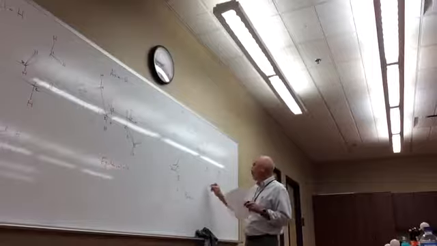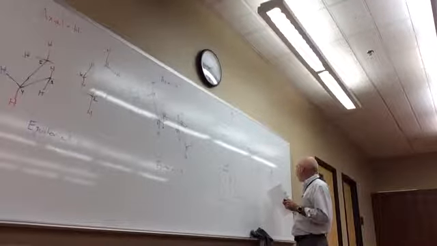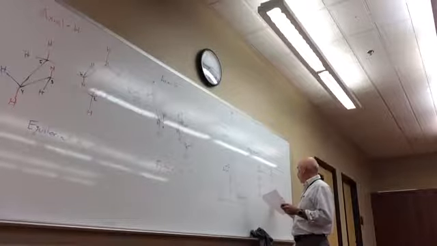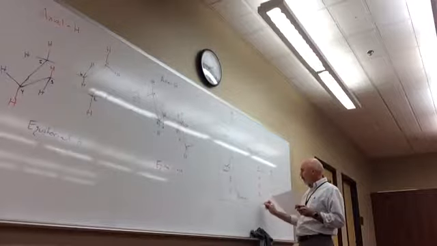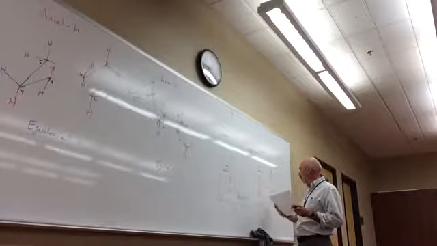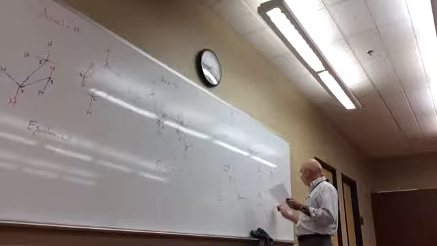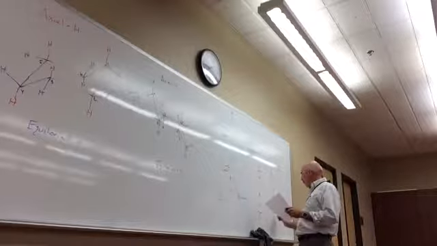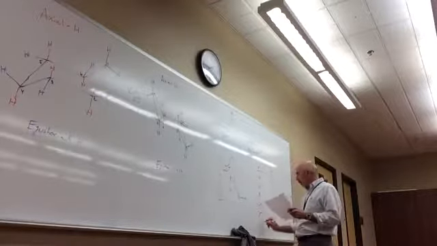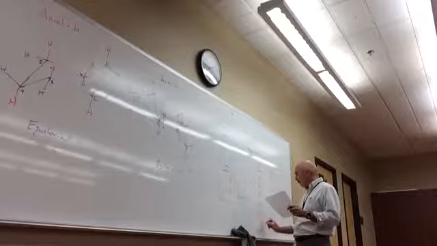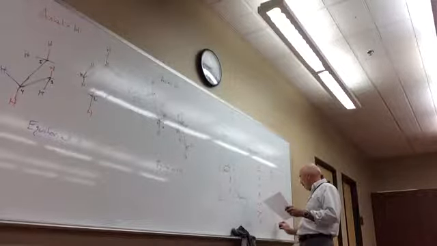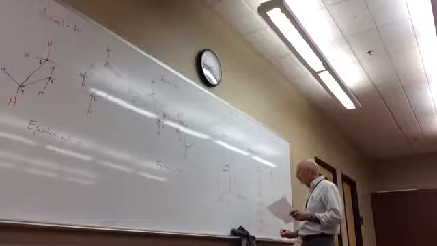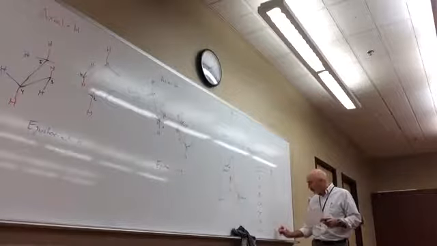If I put a fluorine on there, the energy difference is 0.2. If I put a bromine on there, it's 0.5. If I put a methyl on there, it's 1.7. If I put an isopropyl on there, it's 2.1. I'm running out of room, but that's okay. Phenyl, it's 2.9. And if I put a tert-butyl, it's 5.4.